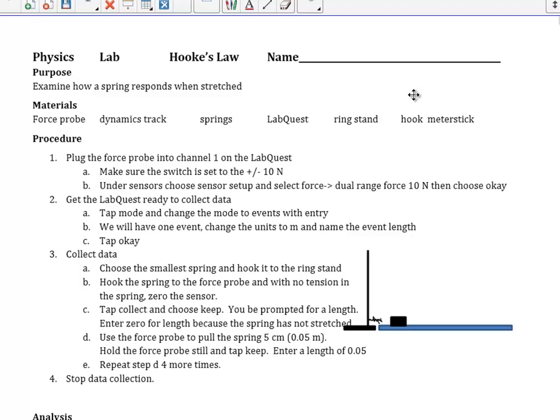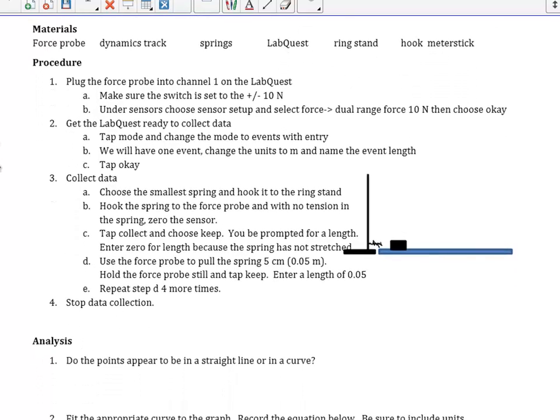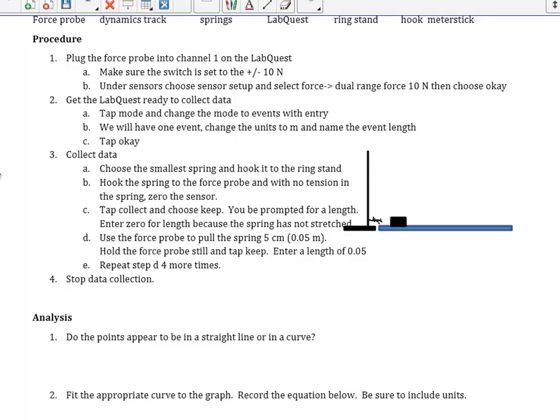Yesterday you guys started on this lab on Hooke's law. Hooke did some stuff with springs and force and what's called elastic potential energy. We've talked about kinetic energy, which is energy due to motion, and gravitational potential energy, which is the energy an object has due to its height and gravity pulling on it.